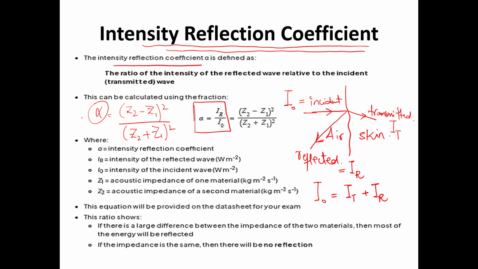So what does this ratio show? If there is a larger difference between the impedances of the two materials, most of the energy will be reflected. And if the impedance is the same, all of the ultrasound will be transmitted. There will be no reflection inside it. Are you understanding? Yes, sir.